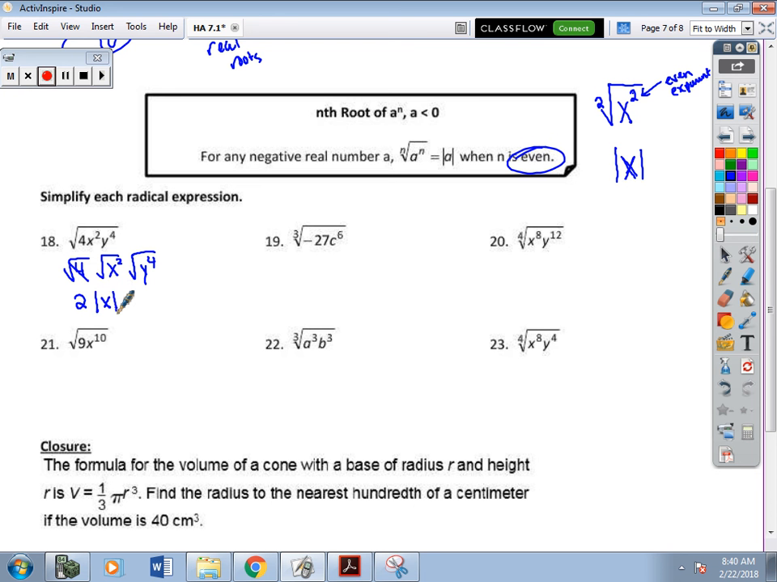And the square root of y to the 4th would be what? What squared gets us y to the 4th? Y to the 2nd. You're basically just dividing the exponent by the root. 4 divided by 2 will get you 2. Now, this was even, so normally I would put absolute value bars around it. However, since it's still going to get squared, even if it remains negative, it would become positive. So you really don't need these. These are not necessary because of the square that's there. So really it would just be 2 absolute value of x times y squared.